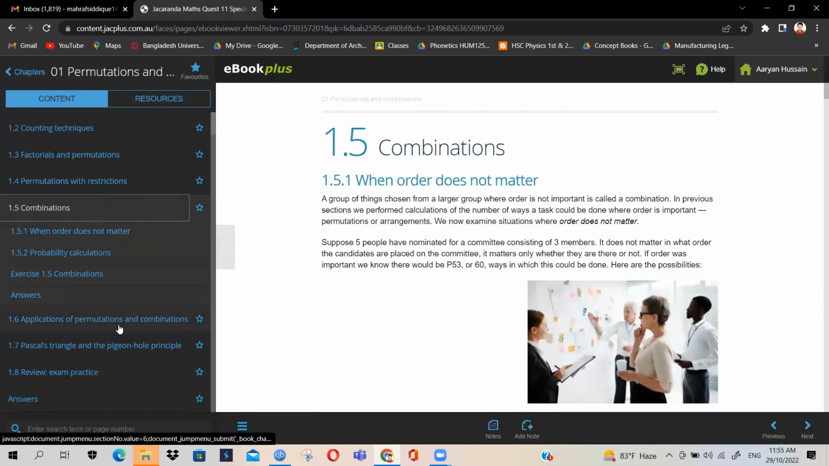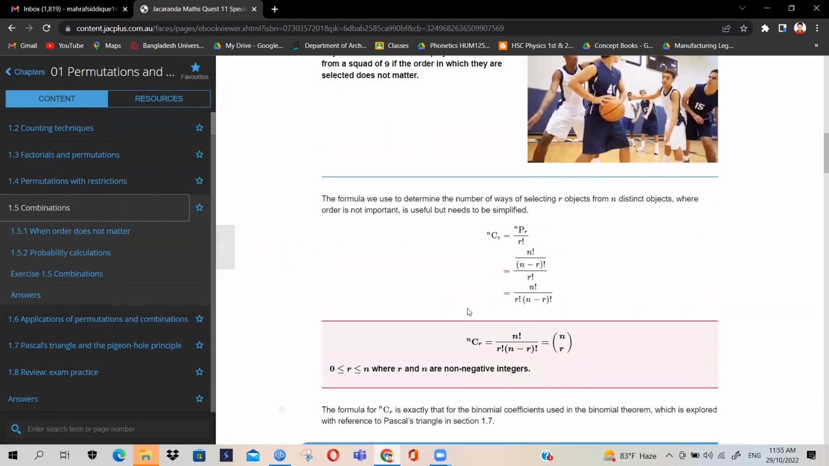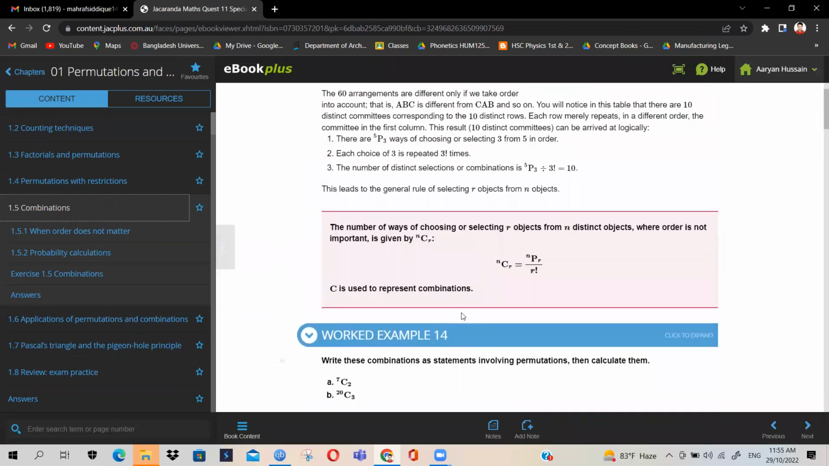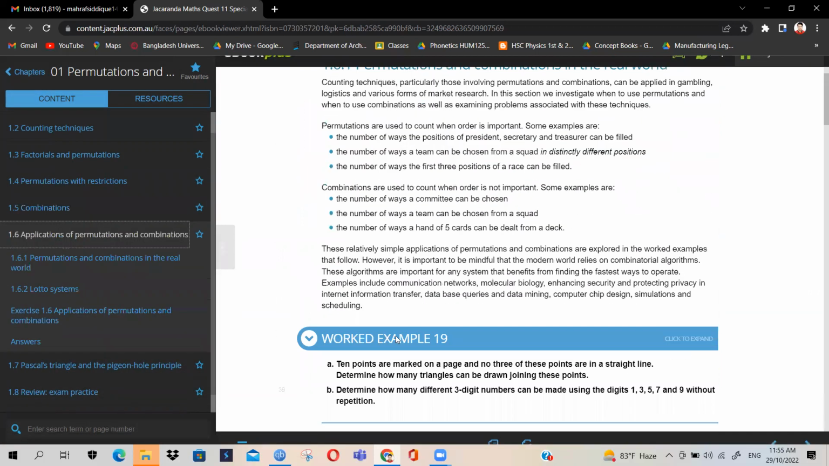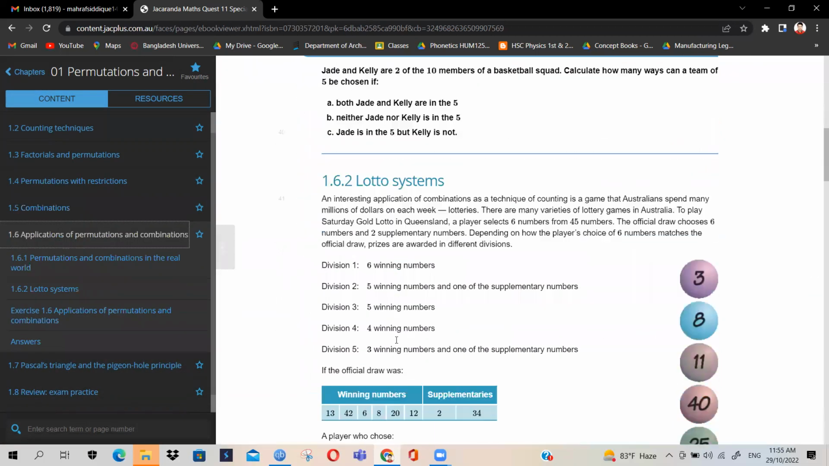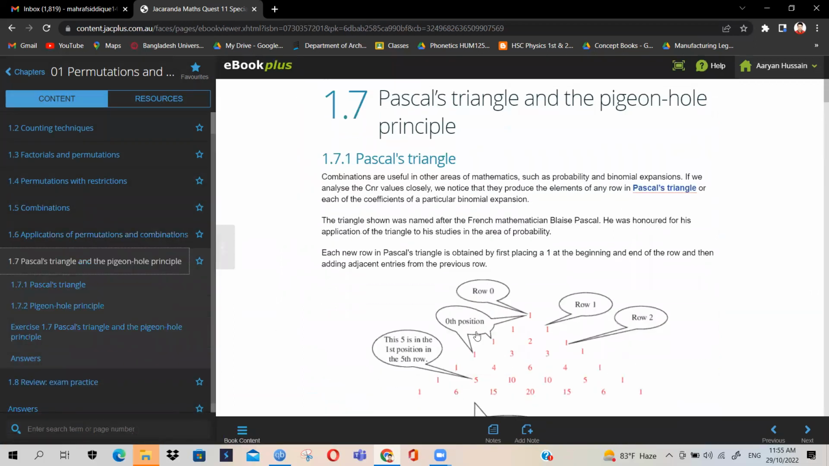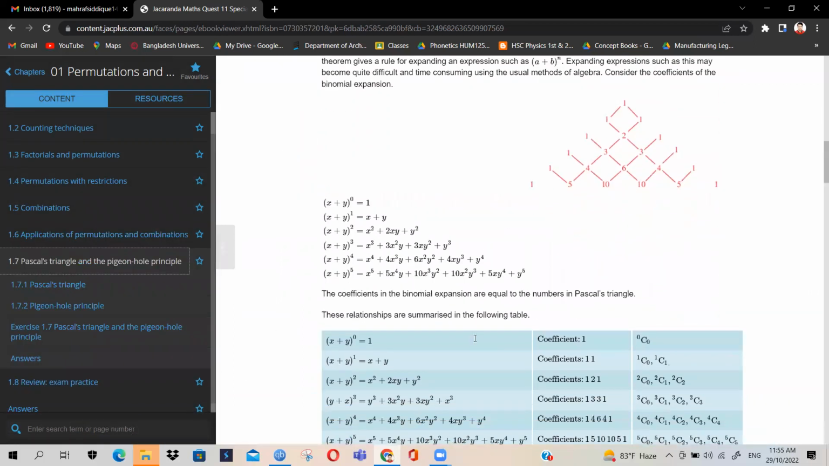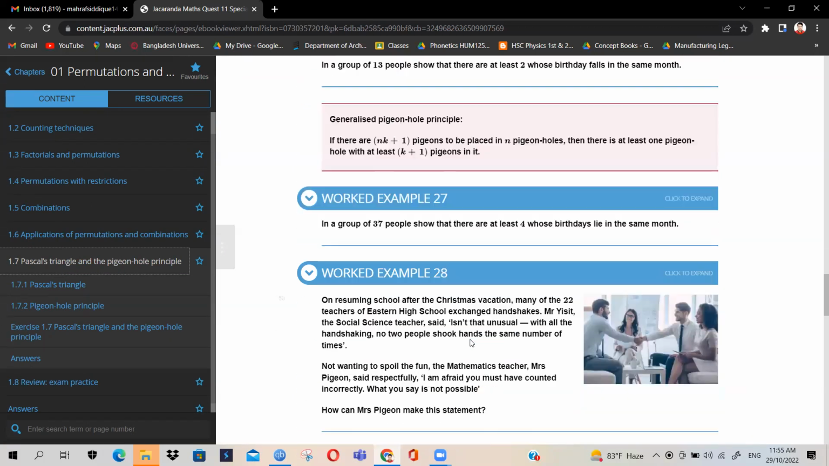So permutation and combination is very interesting, and then Pascal's triangle and the pigeonhole principle. Pascal's triangle is easy, but the pigeonhole principle is a bit harder, just getting your head around it. Pigeonhole principle. Let's see. I don't think I have read that. What is the pigeonhole principle?